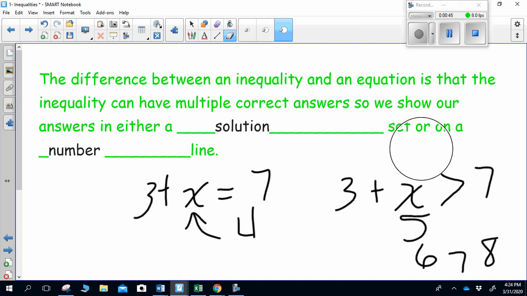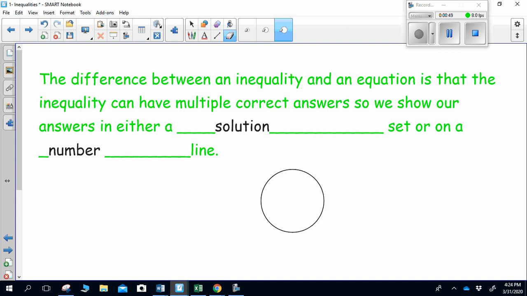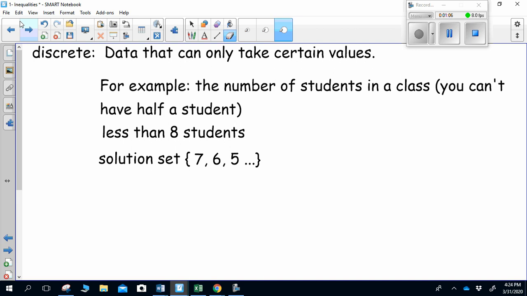So the difference between an equation and an inequality is that an equation has one solution, while inequalities can have multiple correct answers. And then we're going to show those answers by using either a solution set or a number line. So please fill in those two words, solution set and number line. So let's look at what we've got.